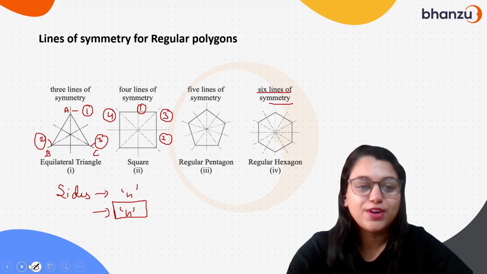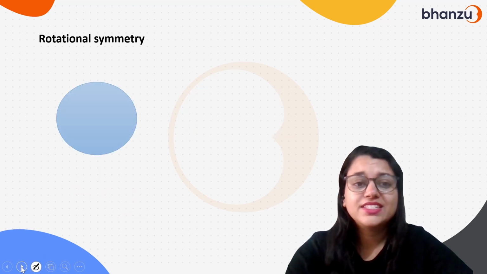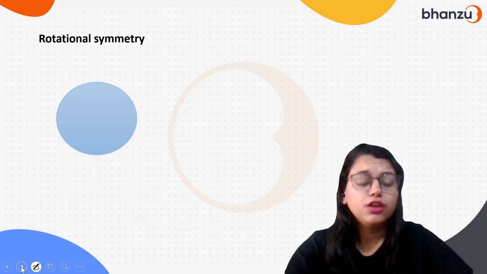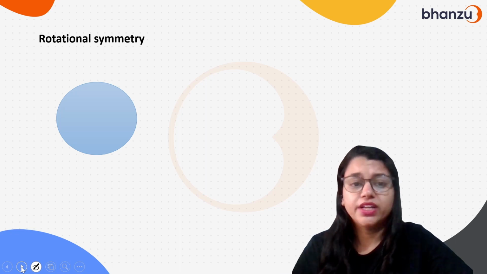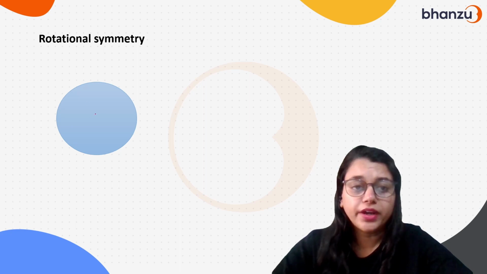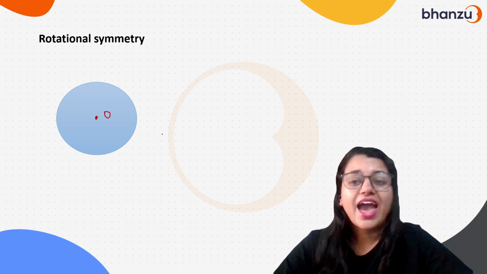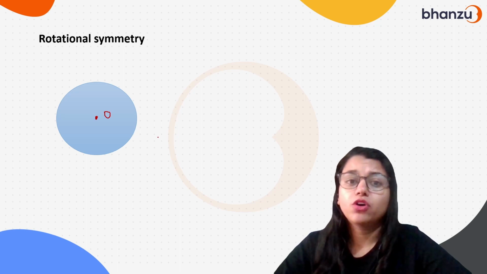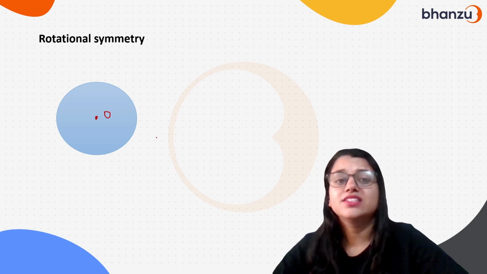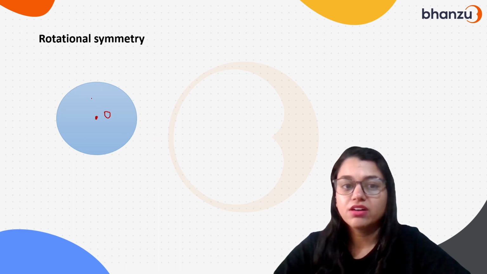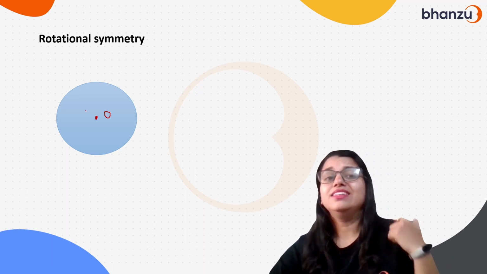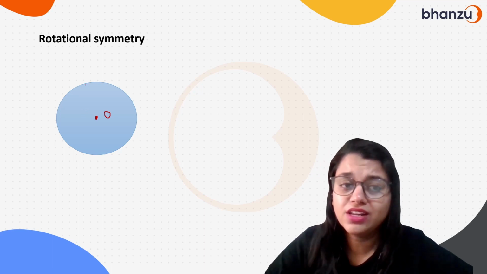Understood? Wonderful. Now let us discuss rotational symmetry. Now what do you mean by rotational symmetry? If a figure is rotated about a fixed point, let us say this is the fixed point O, and it does not change its shape or size, then such a figure is said to possess rotational symmetry, right? So we have a circle here with center O, and we can rotate it. So we'll say that this circle possesses rotational symmetry.